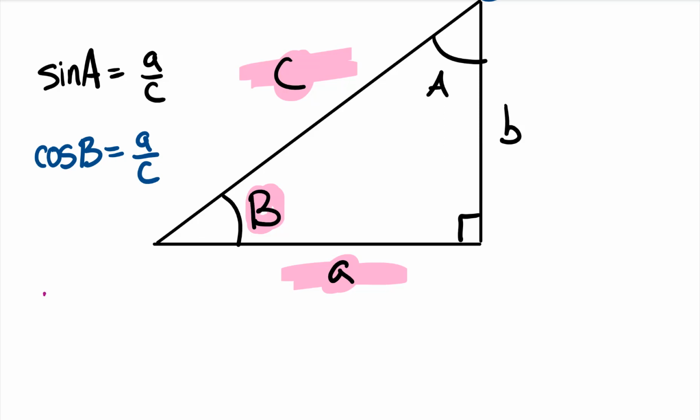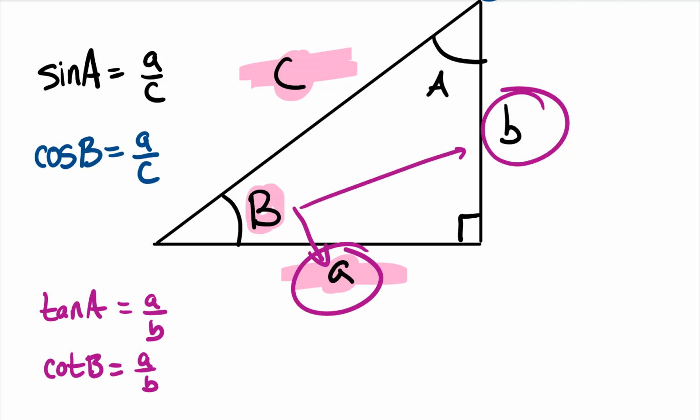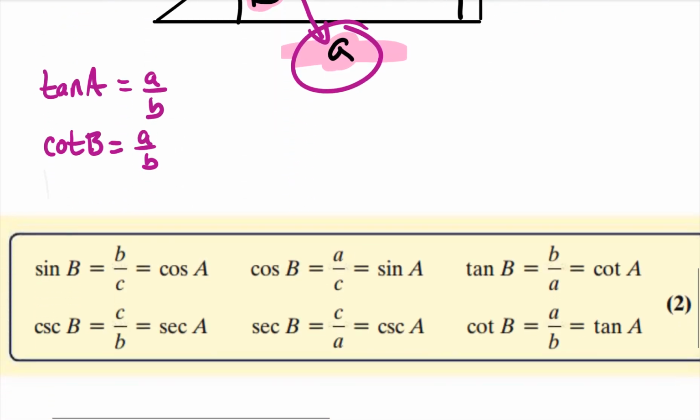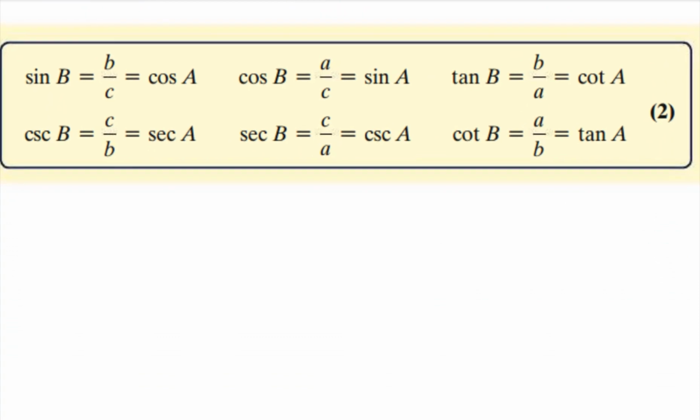We can play the same game with tangent of A. Tangent of A would be our opposite over our adjacent. And if we go with cotangent of B, it would be our adjacent over our opposite. And they're the same thing again. That's the complementary angle theorem. Well, here's a big long-winded way of saying that the co-functions of complementary angles are equal.